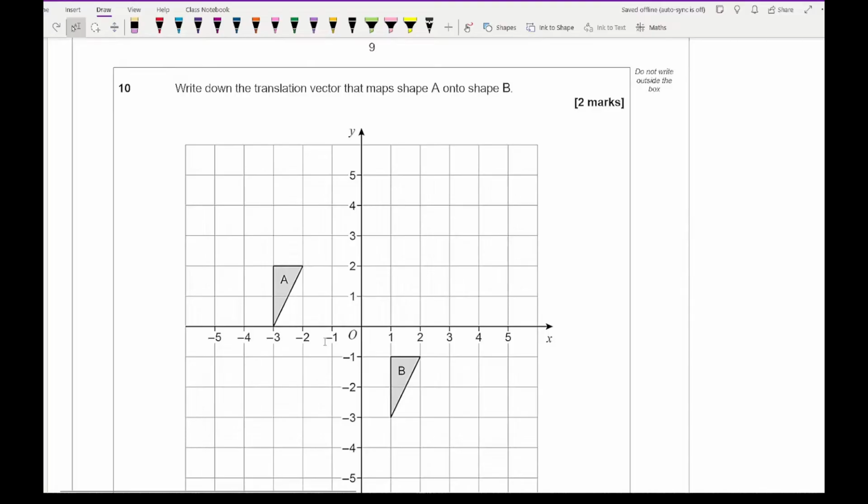Moving on to question 10, it says write down the translation vector that maps A onto B. So we're going from A to B, and it's a translation. So for this we need to pick a point. I'm going to pick this top corner here, and we're going to go up to this point here. So going horizontally first, we've got 1, 2, 3, 4, and we're going 3 down, so it's going to be 4, minus 3.